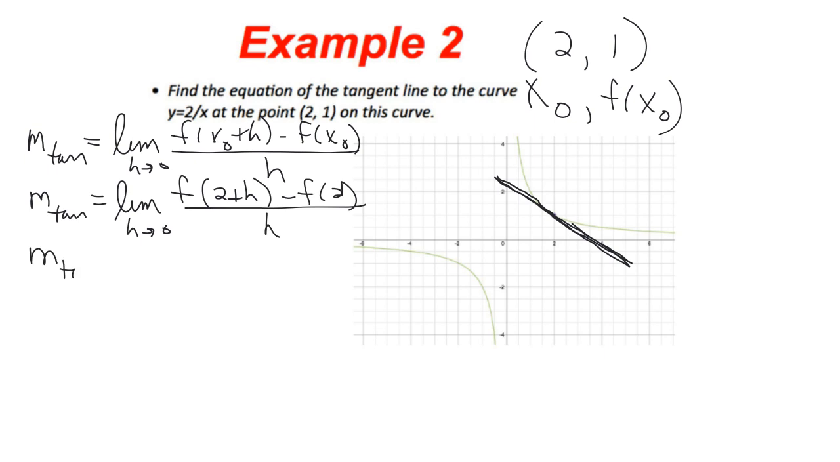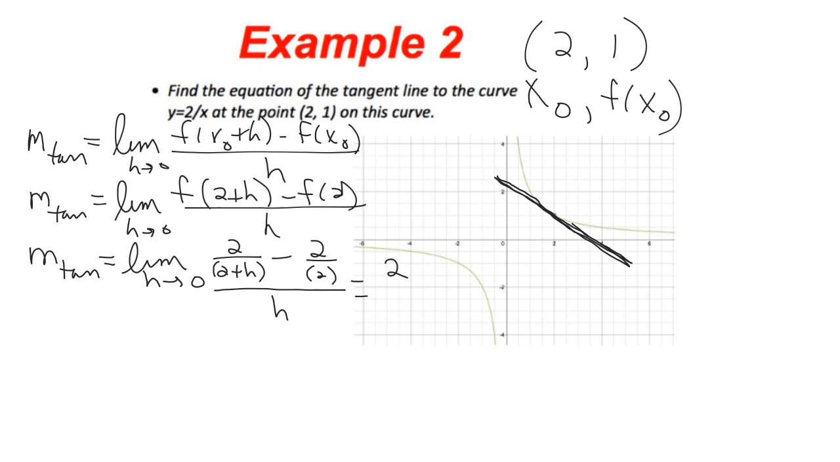So the slope of the tangent line is equal to the limit as h approaches 0, and I'm going to substitute in everywhere I see an x, the 2 plus h in its spot. Minus, I have 2 over 2, and this whole thing is over h. So this winds up being 2 over 2 plus h minus 2 over 2, which is going to simplify to just 1. So let's just subtract 1 with that, all right?